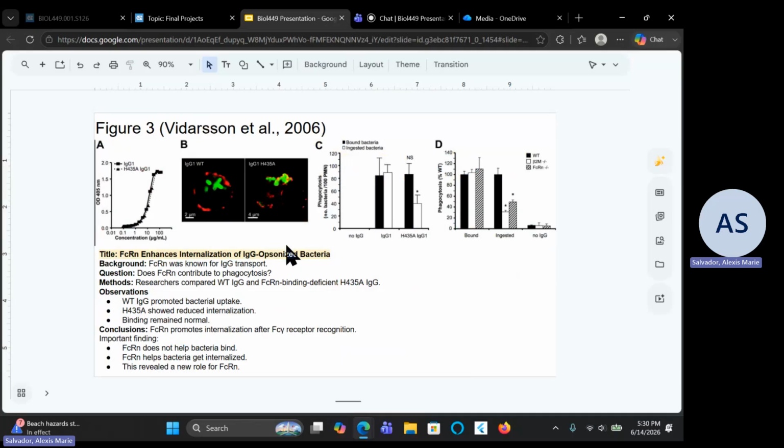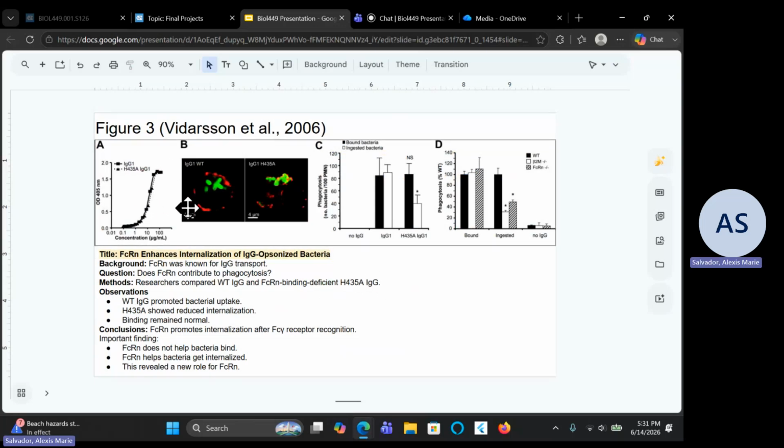And for our last figure by Vitterson and others from 2006, the title is FcRn enhances internalization of IgG opsonized bacteria. And so they knew that FcRn was known for IgG transport, but does FcRn contribute to phagocytosis? Researchers compared the wild type IgG and an FcRn binding deficient mutant with H435A IgG. I'll just call it mutant because that's a mouthful.